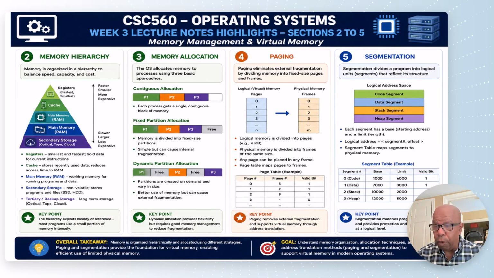is third. Okay, working memory for running programs and data. That's where your program resides. Secondary storage, okay, that is the fourth level of memory. Non-volatile, stores programs, files, SSD and HDD. I'm sure you're going to look that up. It's going to be on the quiz, okay? So go ahead and look it up now.